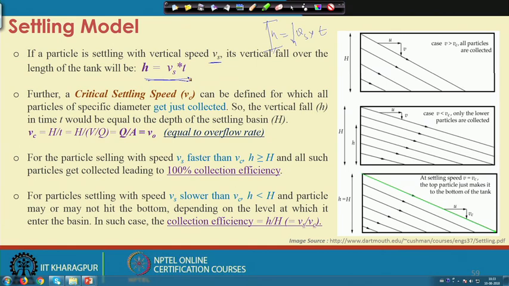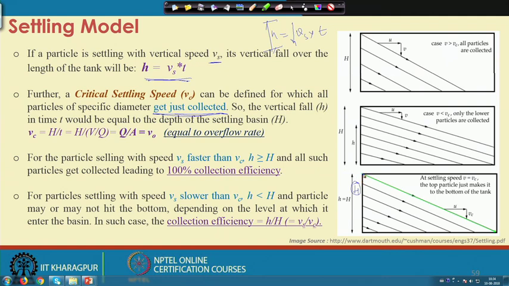Okay. Now, as we were discussing, let us define something called the critical settling velocity or critical settling speed, which is the velocity for which all particles of a specific diameter get just collected, meaning they get just removed. So, that is the critical settling velocity. So, if we have a tank whose total height is h, a critical settling velocity means a particle of any specific diameter just gets collected.